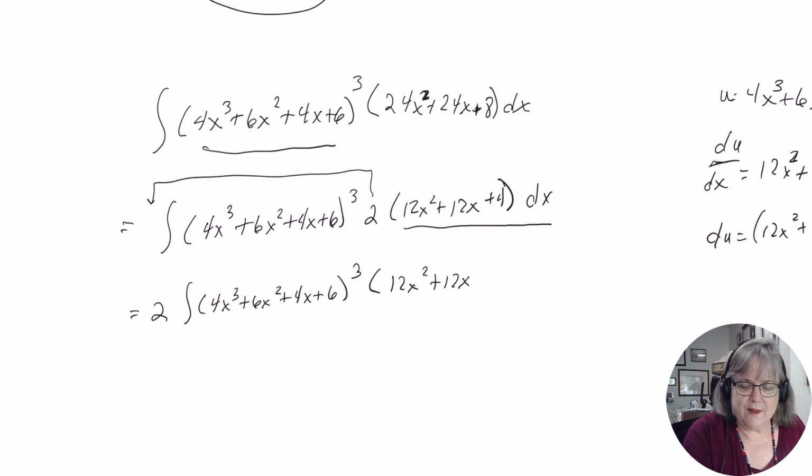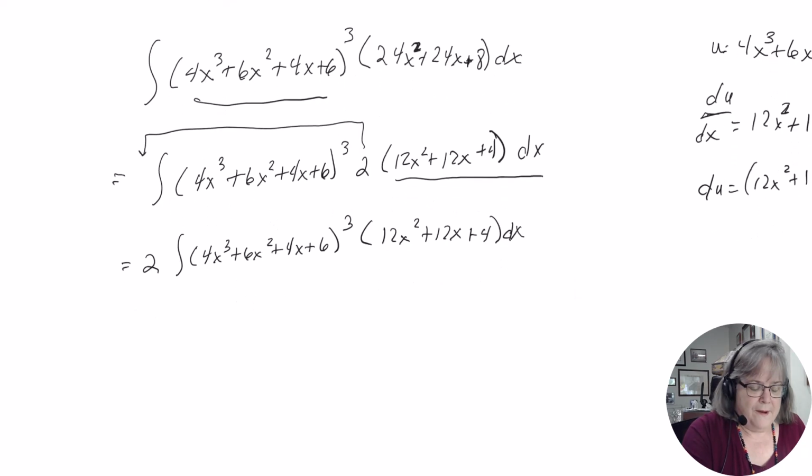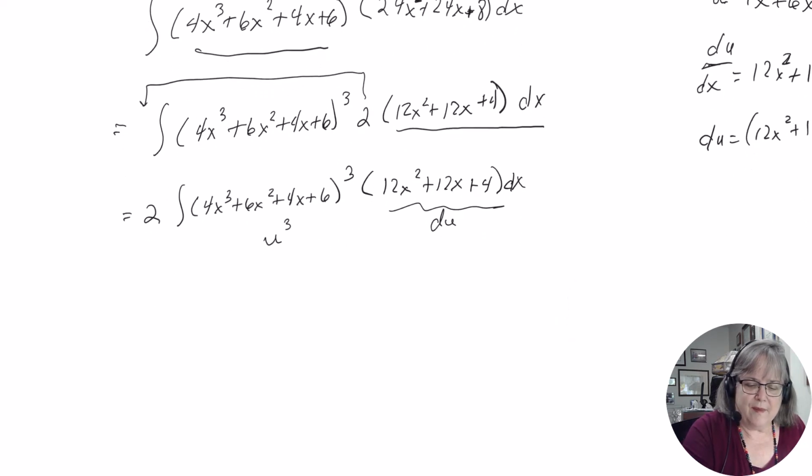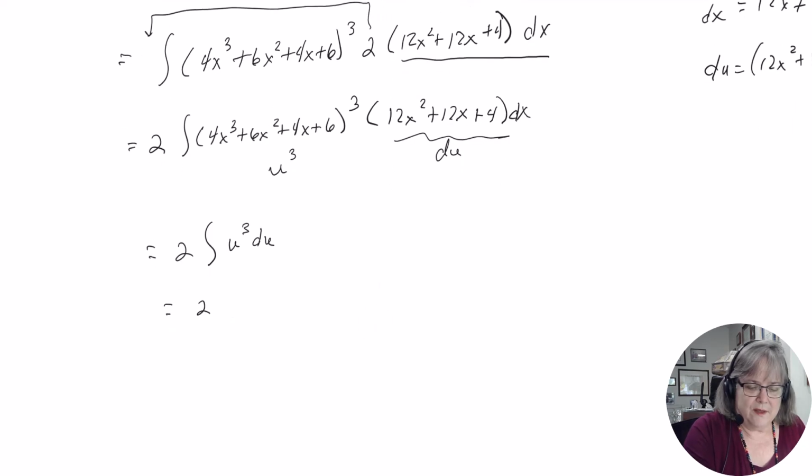And all of this. So this is du, all of this. And this is u cubed. See it? So this is 2 times, and we're going to have the integral of u cubed du. So this is 2 u to the 4th over 4 plus c.